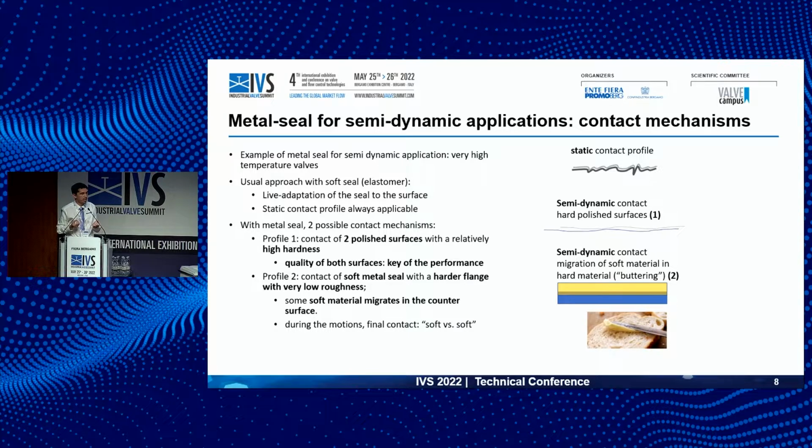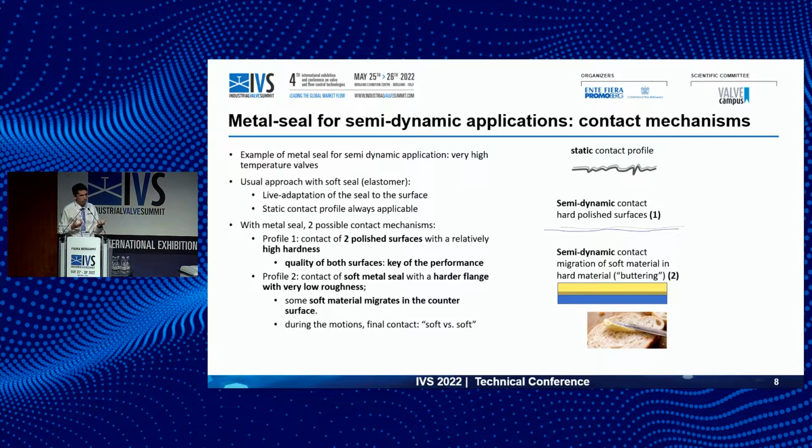Okay, so the static contact profile can be always applied with a soft seal. With a metal seal, of course, it doesn't work. If you have made a first deformation at one place, once you move from place, of course, the roughness profile is not the same, so you are not going to repenetrate the surface. So we have two alternatives to work with the metal seal.